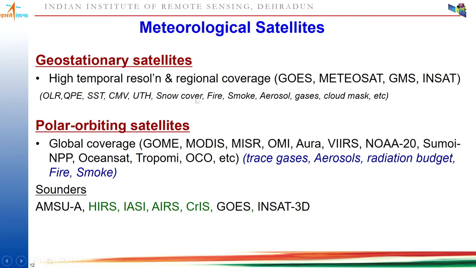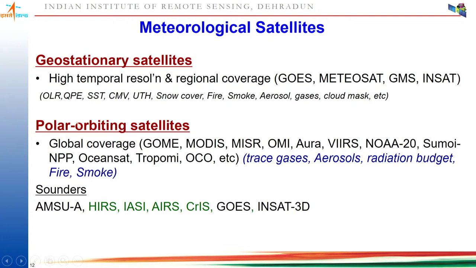Then the snow cover, the fire, whether it is a forest fire or a stubble fire or any kind of fire, smoke, and the aerosols, that is the larger particles, like particulate matter PM10 and PM2.5. So aerosol can be estimated directly using the physics of it, and this can also help to indirectly measure the particulate matter. Of course, the gases, as I said, the cloud mask, and so on. There are other parameters also.